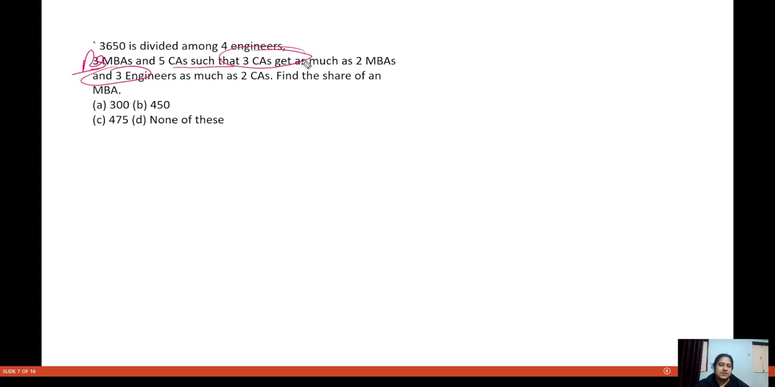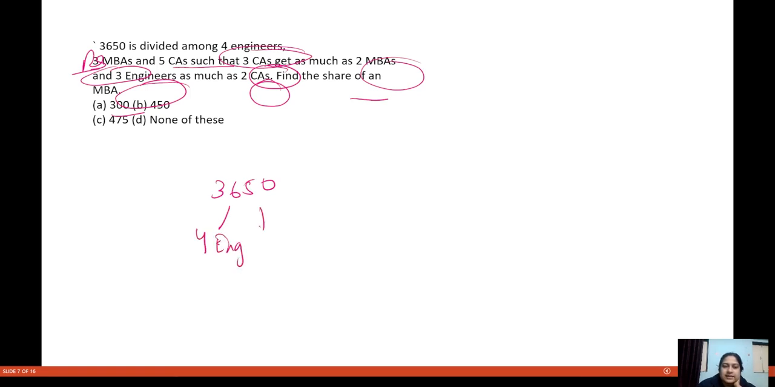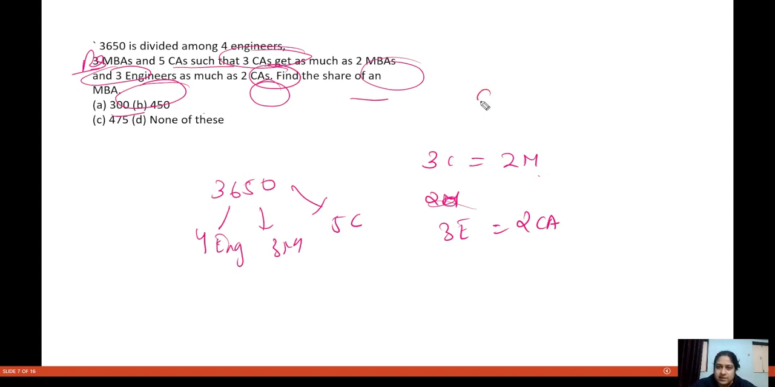So 3650 is divided among 4 engineers, 3 MBAs, let us consider as M, and 5 CAs. It is saying 3 CAs get as much as 2 MBAs, and 3 engineers are getting as much as 2 CAs. So basically it is saying C by M is equal to 2 by 3, and C by E is equal to 3 by 2.